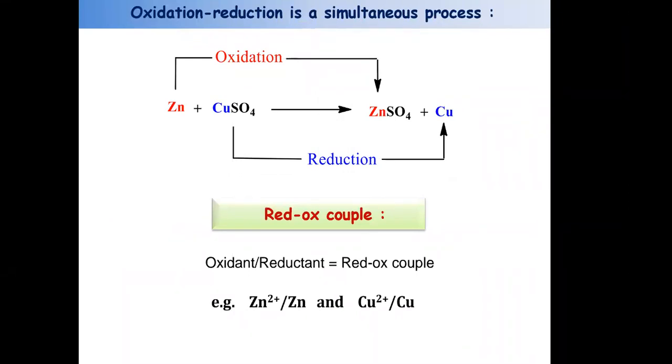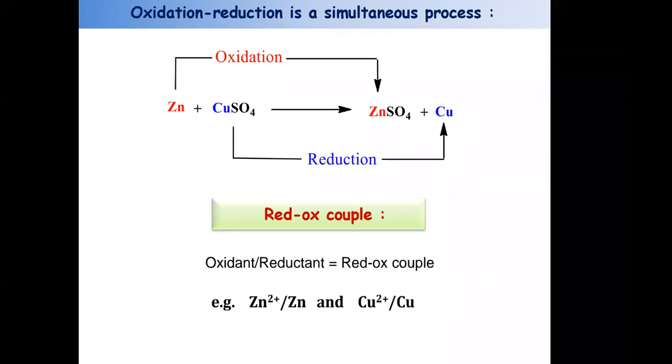Oxidation and reduction always take place simultaneously. Why? Because a free electron can't exist in the environment freely. It has no existence in its free state. So always oxidation and reduction are taking place simultaneously.